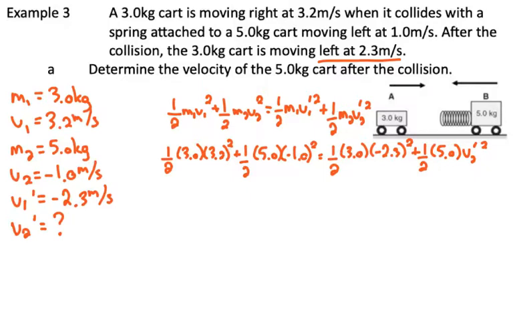We can one-stop shop each term, so 1/2 times 3 times 3.2 squared should be 15.36. 1/2 times 5 times negative 1 squared would be plus 2.5. One half times 3 times negative 2.3 squared would be 7.935. And in that last term, we can multiply the 1/2 times 5 and get 2.5 v2 prime squared.